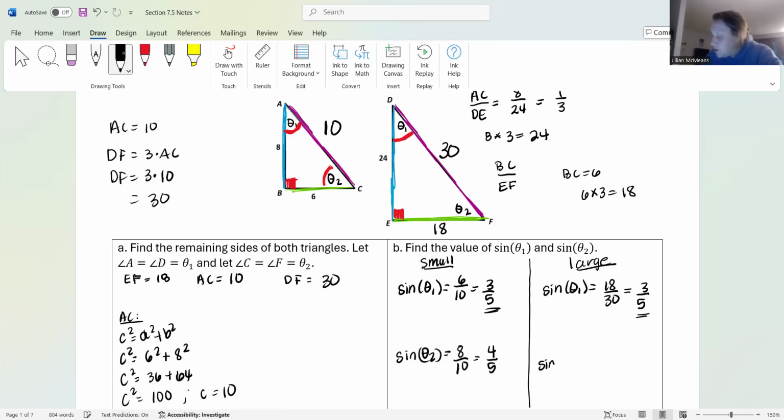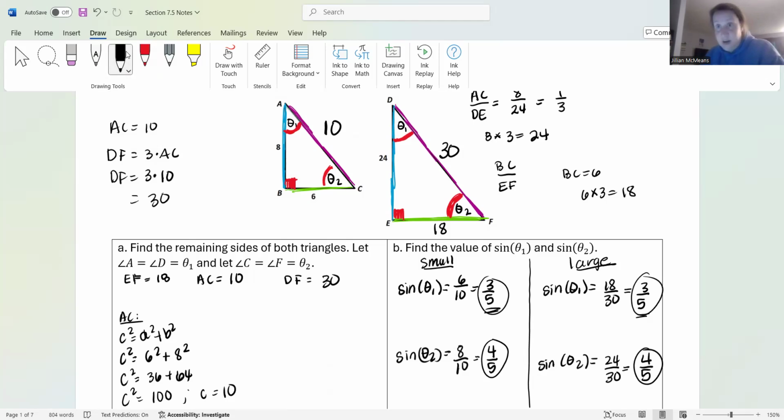So now let's verify with sine of theta 2. Sine of theta 2 is down here on the larger triangle. The side opposite that has a length of 24. The hypotenuse still has a length of 30. 24 and 30 are divisible by 6. So 24 divided by 6 is 4, 30 divided by 6 is 5. And again, we have proven that with similar triangles, the trigonometric functions are the same.